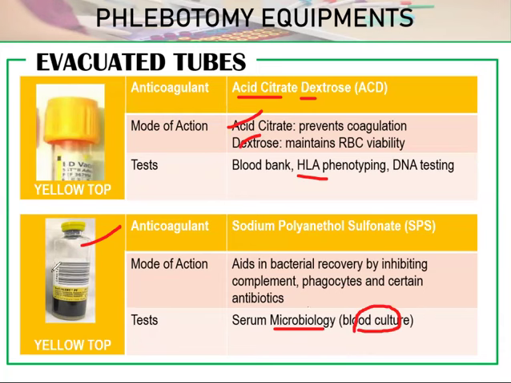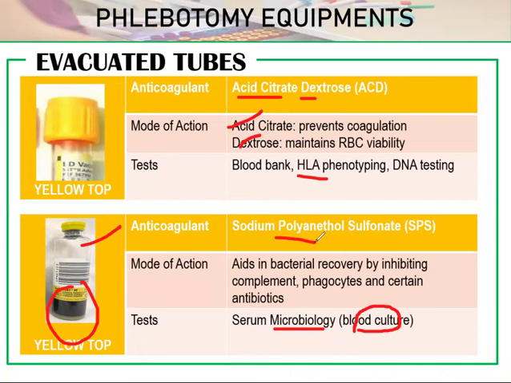So the anticoagulant present, the portion at the bottom, class, is our sodium polyanethol sulfonate, or our SPS. This one plus the mode of action of our SPS will allow the bacteria to grow so that they can be cultured. Okay, so it is a favorable environment for the bacteria inside our blood culture bottle. Therefore, it can grow if ever there are bacteria present.